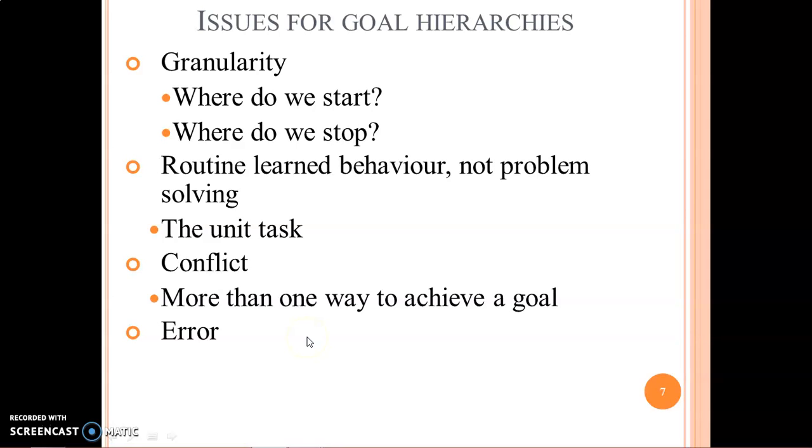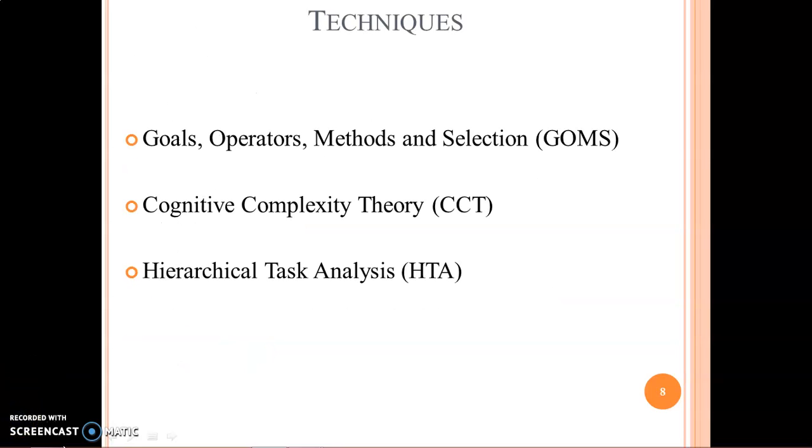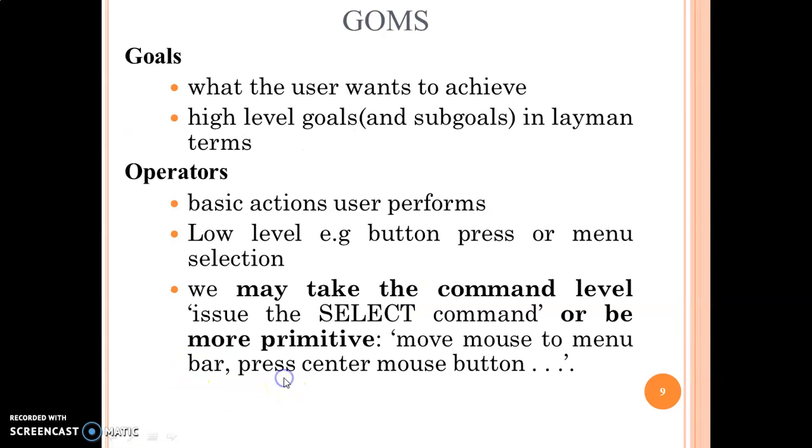A goal hierarchy may show how the perfect user would achieve a goal, but what can it say about difficulties the user may have along the way? The different techniques which we are going to learn under cognitive models are GOMS model, CCT model and HTA model. Let's see all of them one by one in detail.